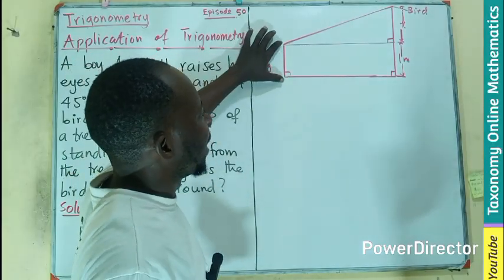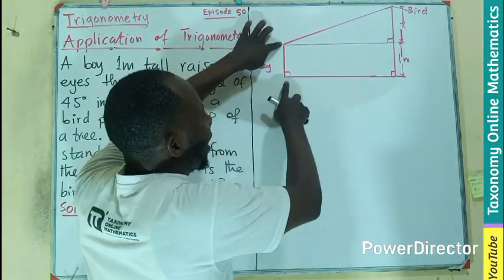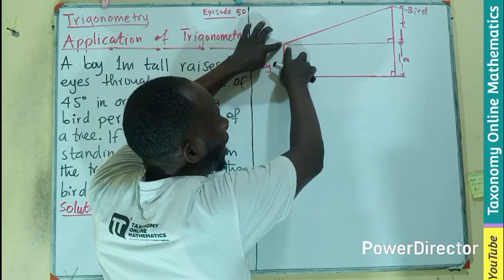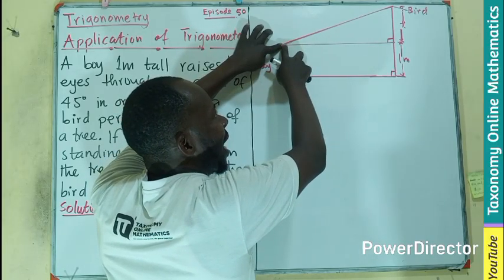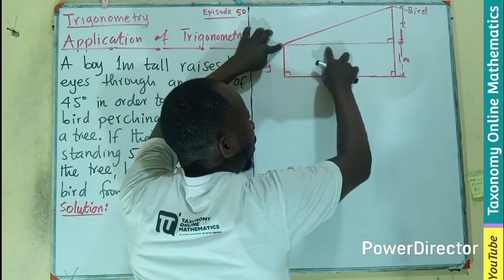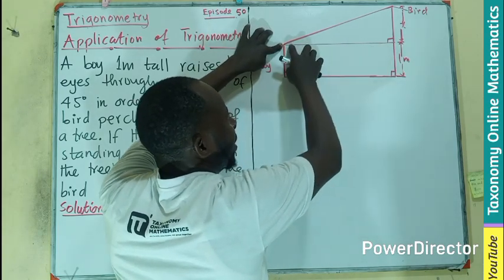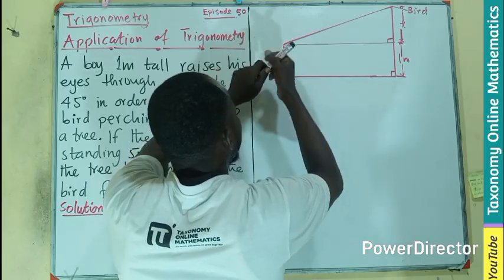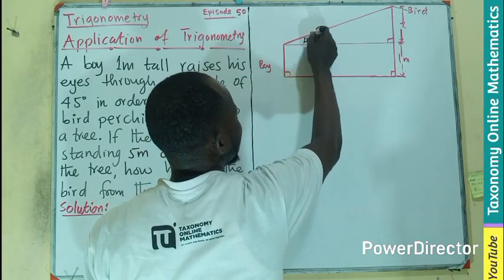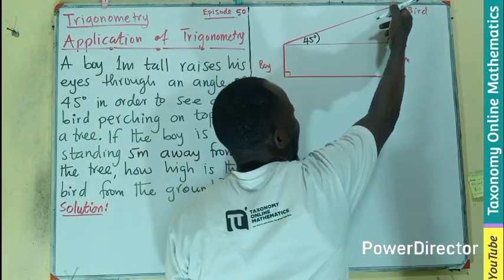This is the boy having a height. The leg is on the ground, and the head is here. He raised the head up. So the head is here, and the eye is watching on this horizontal line. So he's raising the eye from this horizontal line at an angle of 45 degrees in order to see the bird above.